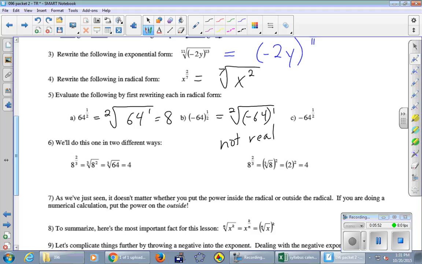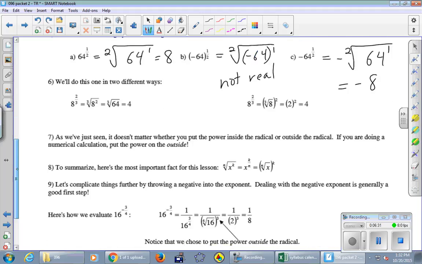Okay, part C. Part C looks an awful lot like part B. Are they the same? Where does that negative go? Outside. It's the same distinction we've been making. Powers do not reach very far. So the thing that is touching the power here is just the 64. This is just saying find the square root of 64 and then slap a negative in front of it. So what's the answer here? Negative 8 is good. Perfectly real, perfectly well defined. Different from part B.